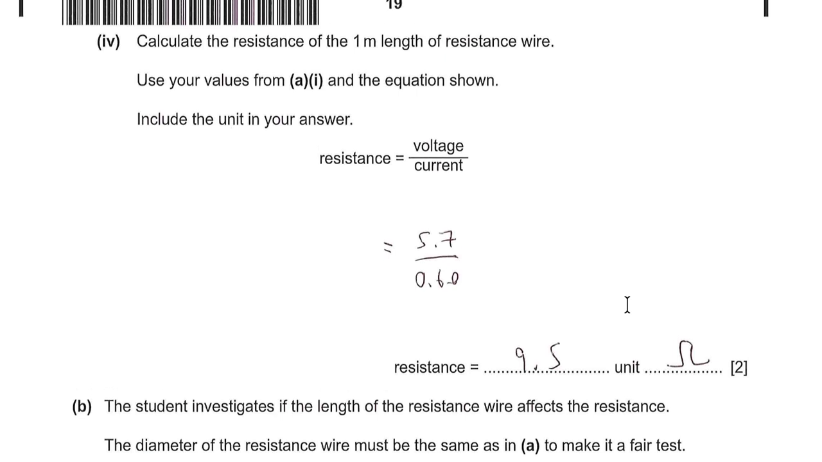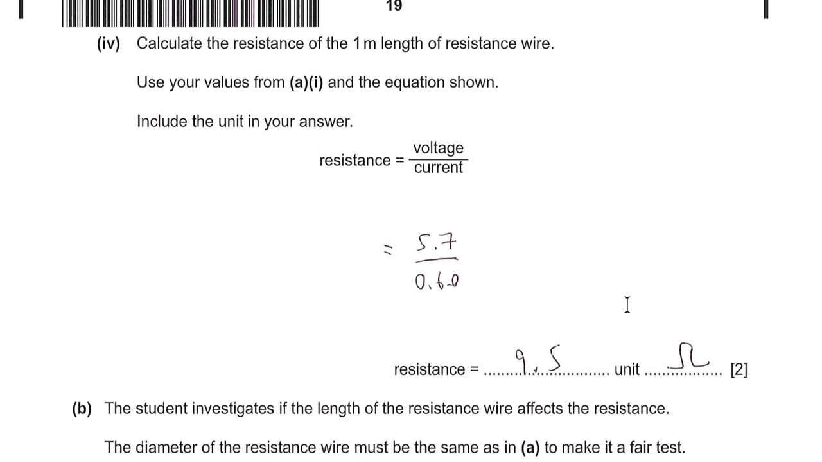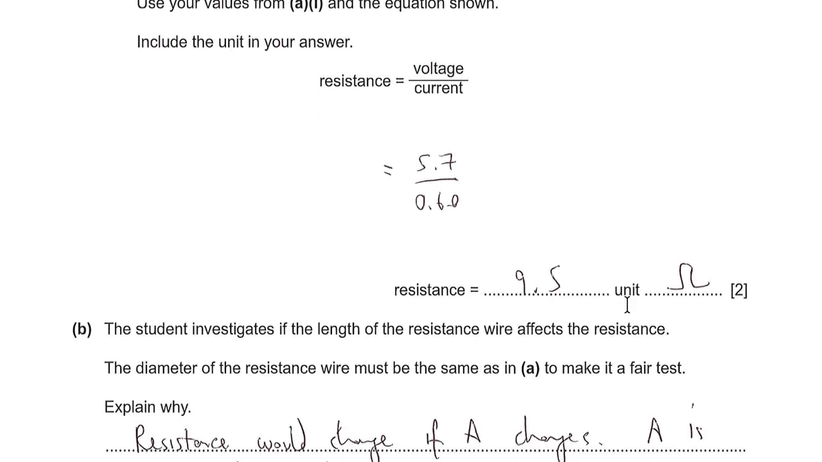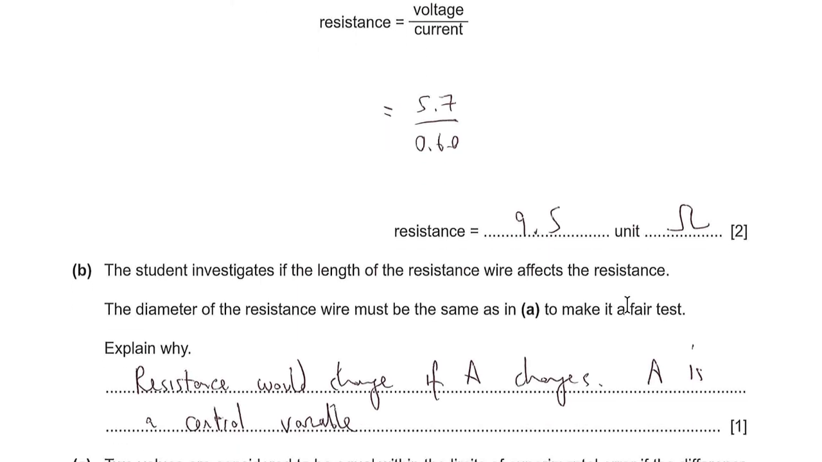The diameter of the wire must be the same to make it a fair test. Why? Well, if we change the diameter, we would change the area, and if the area changes, then the resistance would also change. There's a relationship we don't use very much in the 0654 course, where resistance is inversely proportional to the area. In other words, if I double the area, I halve the resistance. And so that's what's happening here. If we increase the area, then the resistance would change. We want to know the effect of length on the resistance, so we don't want to change the area.